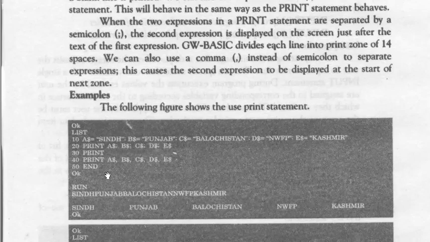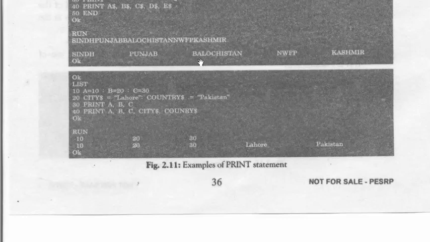These are with semicolons and these are with commas. Let's see what will happen. With the semicolon, they are displayed like this, and with the comma, they will show after 14 spaces. SINDH takes 5 characters and the remaining space is left blank, and then the next word will be shown. Same as after Punjab, Balochistan takes the space. After the 14 characters, whatever space remains is left blank, and then the other word will be displayed.